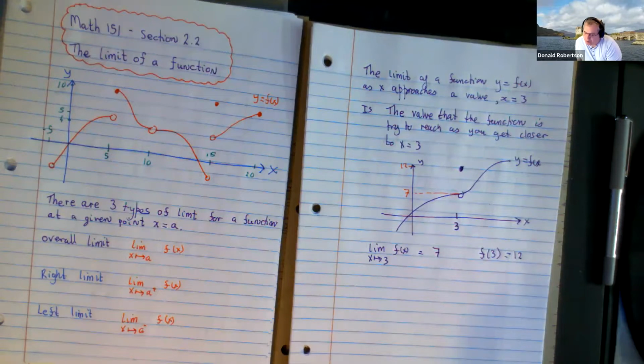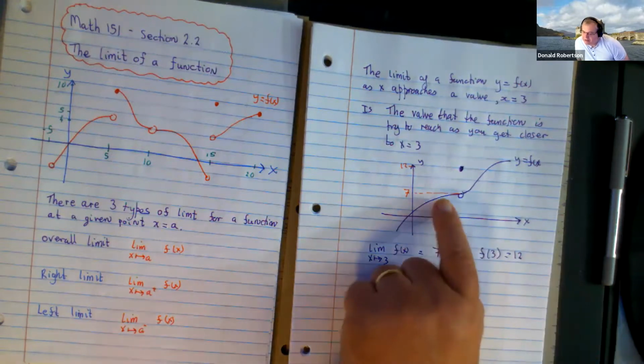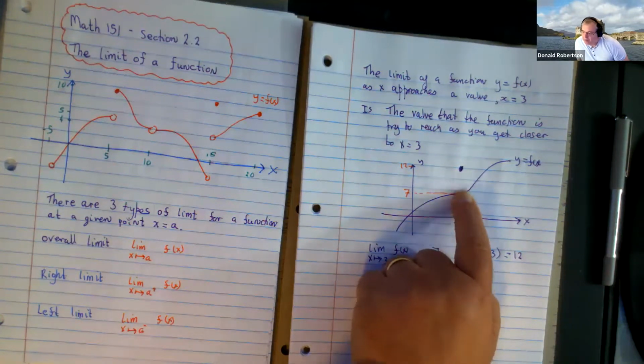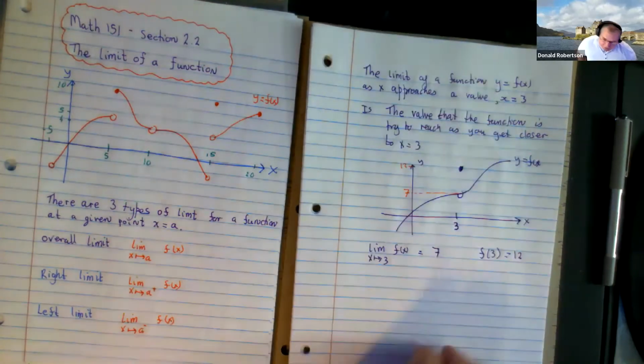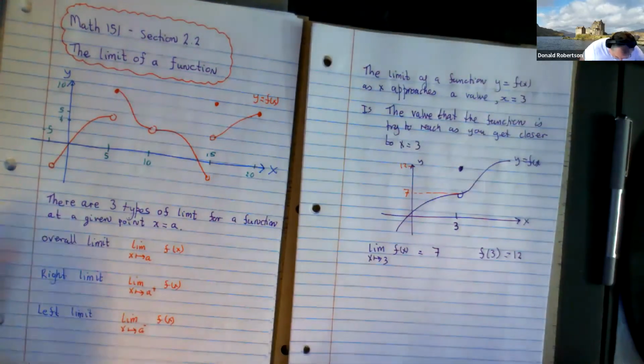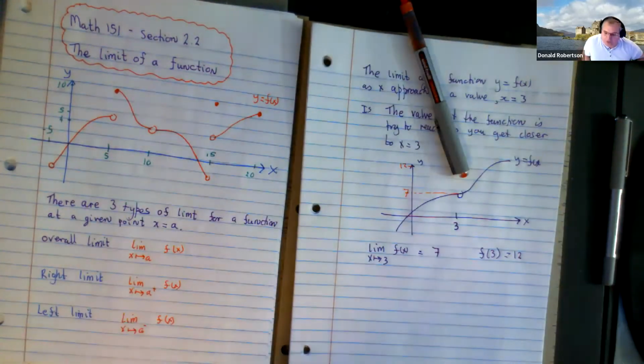Are we comfortable with what I mean when I say the overall limit of a function as x tends to 3? It's what the function is trying to be, not necessarily what that dot is. Now, sometimes that dot won't even be there, right? Try to hide it with a pen now. Sometimes that dot's not even there.